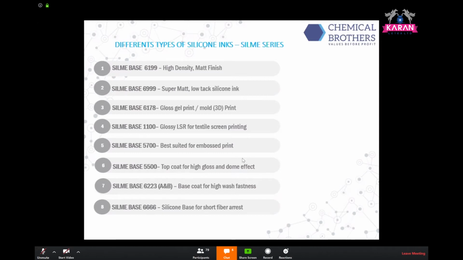Next, we have Silme base 6223, a base coat for high wash fastness, because some fabrics are coated fabrics that repel the ink from penetrating the fabric. That is why we developed Silme base 6223 with high wash fastness. And next we have Silme base 6666, which we developed to resolve the issue of short fiber arrest. Most of our customers face the problem of short fiber arrest, so we developed this product. And these are already in production.